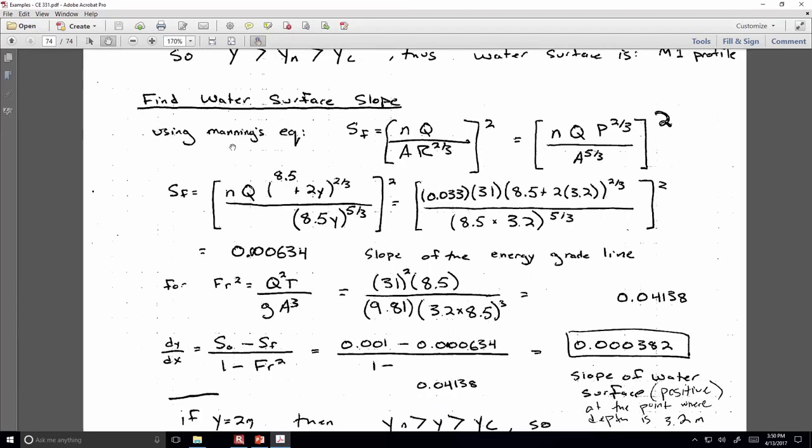Okay, so it's key that we put in the actual flow depth of 3.2 meters when we're solving for the slope of the energy grade line. It's maybe hard to keep it straight because we've got three different depths that we've been talking about: the normal depth, the critical depth, and the actual flow depth. But it's the actual flow depth that gives the slope of the energy grade line.